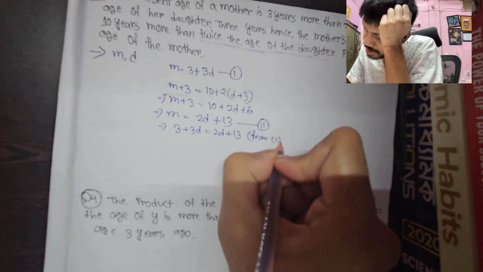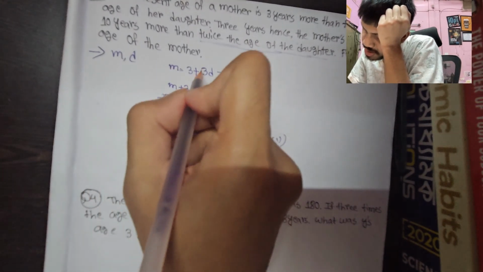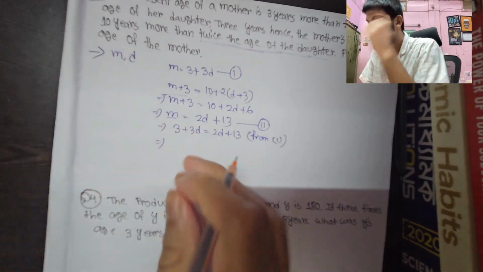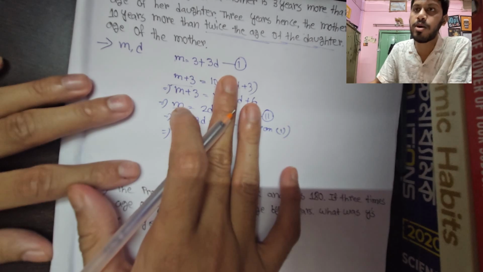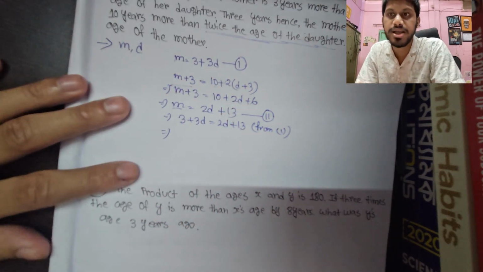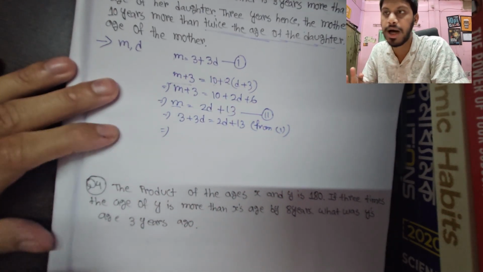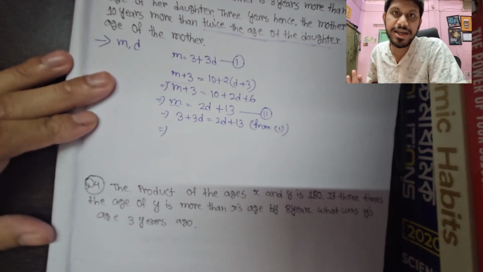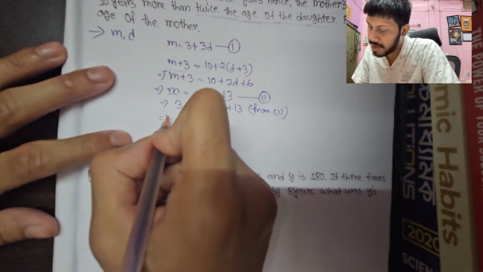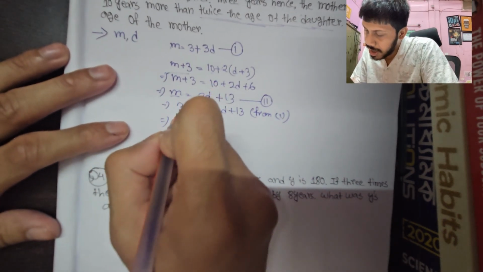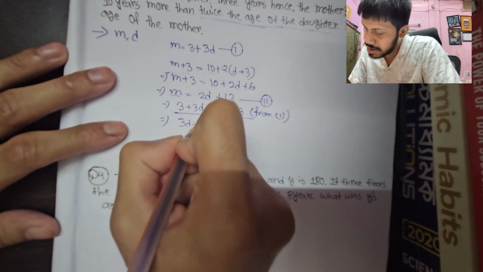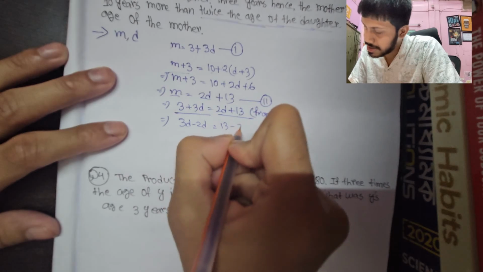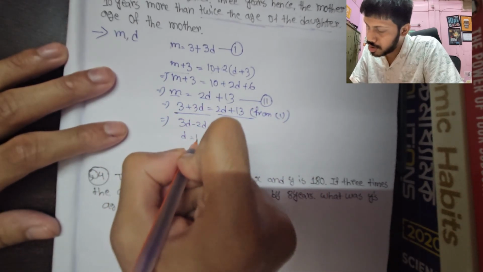From equation number 1 we can write that, right? We just put the value of M. We'll skip some steps here, because we are now solving complex problems, and if you are watching this after watching the first 2 videos, you probably have understood and mastered most of the series problems. You shouldn't have any problem understanding these step jumps. So 3 plus 3D, 2D plus 13, we'll do 3D minus 2D, 13 minus 3, so D equals 10.